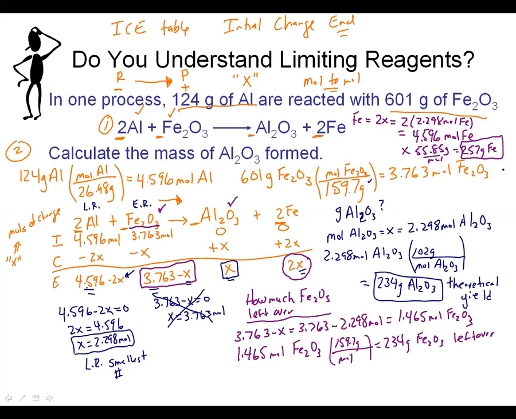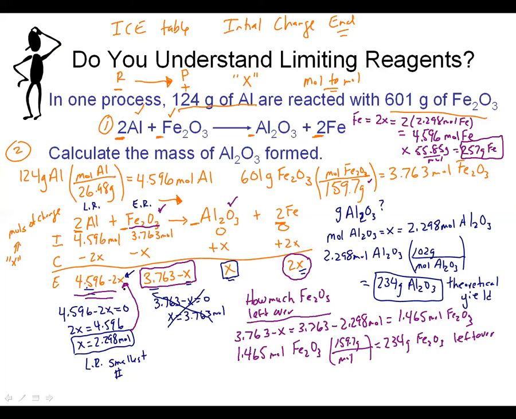Obviously, since our aluminum is our limiting reagent, if we put our X value back into here, we should end up pretty close to 0, which is what we would expect, as it would be all completely used up. Any questions on that step?